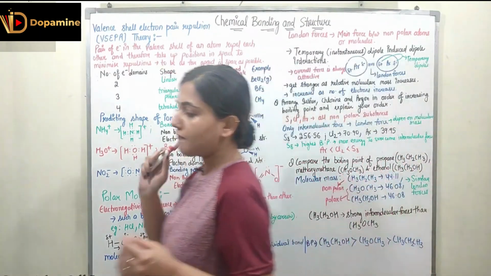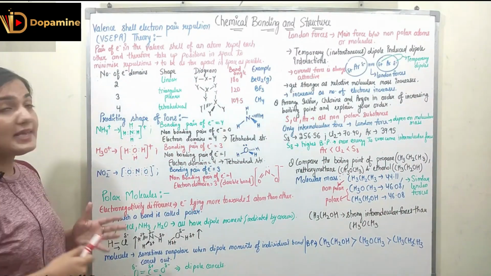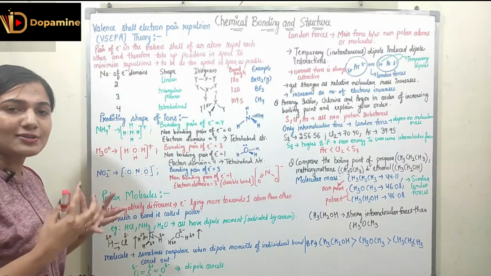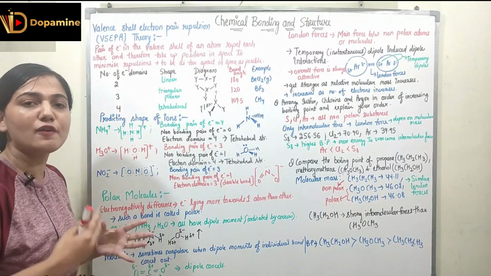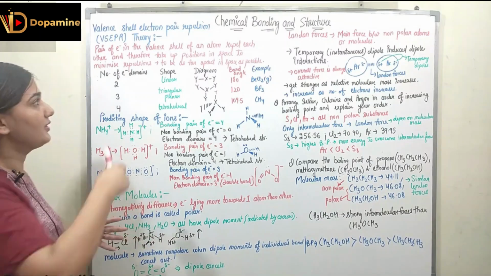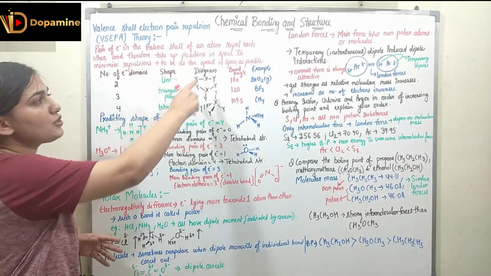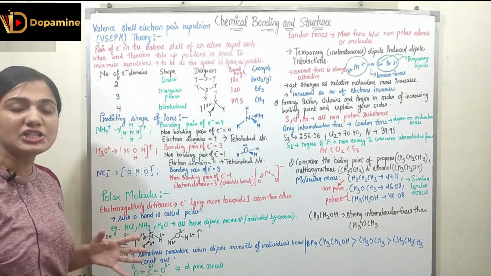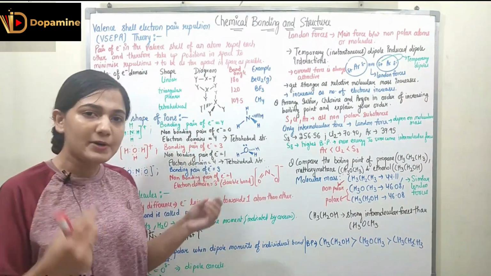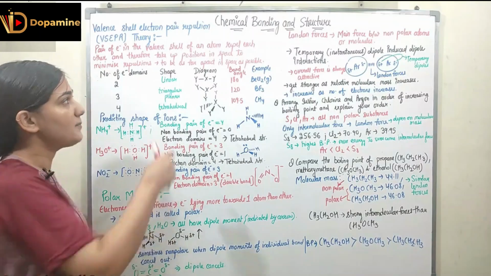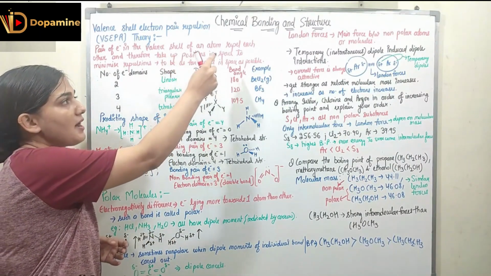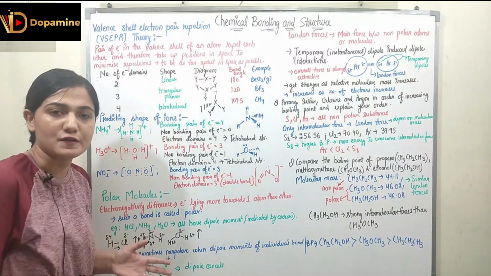The pairs of electrons in the valence shell of an atom repel each other, right? So whatever electrons are present in the valence shell of an atom, they are going to repel each other. We all know electrons repel each other. Therefore, they take up positions in space to minimize the repulsions. So they have to take such positions in space that the repulsions are minimized. And how is that possible? By placing them as far apart in space as possible.